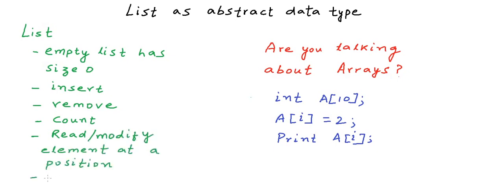And I should also be able to specify the data type for the list. So while creating the list, I should be able to say whether this is a list of integers or whether this is a list of string or float or whatever.